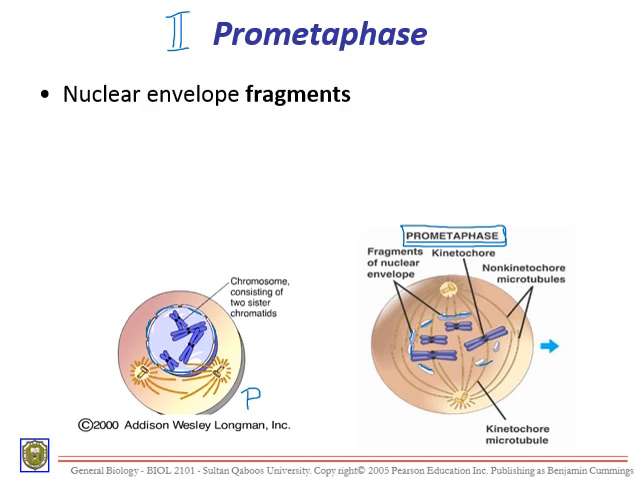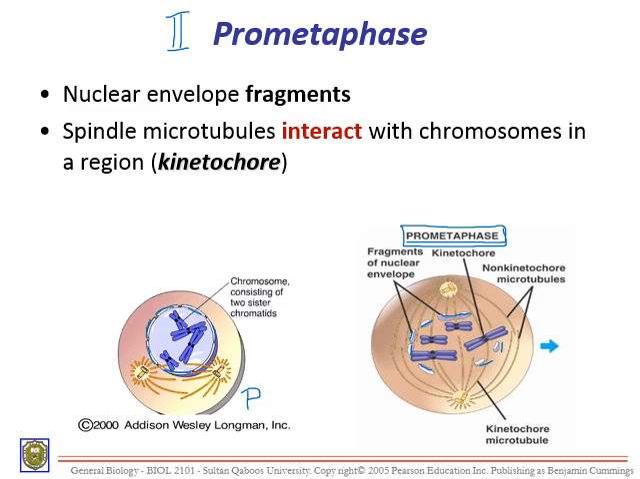And this is very important so that the chromosomes can spread through the cell and arrange nicely so that later on they can be segregated onto the opposite poles of the cell. So that's the first thing. Then after that, the spindle microtubules, which are the yellow things over here, interact with the chromosomes in a special region that we call the kinetochore.